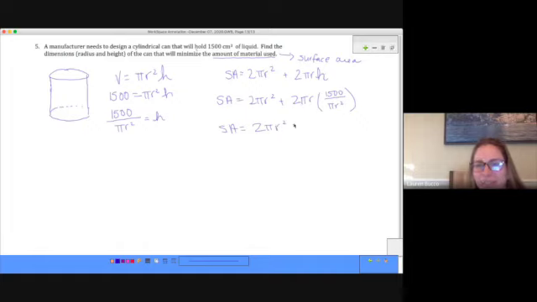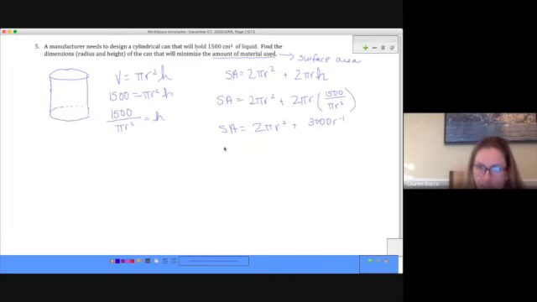What's that, 3,000 over r? So you could write 3,000 r to the negative 1 if you want. Is that what I did? That's not what I did, but you could. I'll do r to the negative 1. Hopefully you guys are okay with that move right there. The pi canceled, one of the r's canceled, so we were left with 3,000 r to the negative 1.